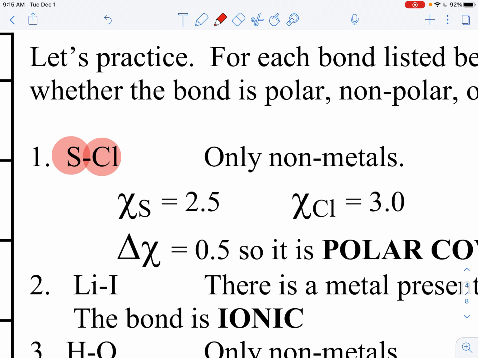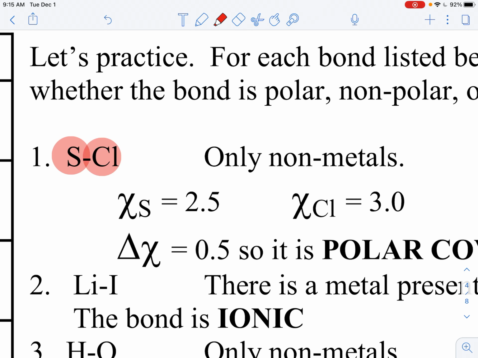Let's try the next one. The next one is lithium and iodine. Here's lithium and here's iodine. As soon as we look up lithium, we discover that lithium is over here on the metals side of things. None of the numbers matter at this point. As soon as you see that this guy is a metal, you're done. This one is ionic. You don't have to do any math. This doesn't follow covalent rules, it follows ionic rules. So, moving on to the next one. I don't have to do anything with numbers on this one because that guy is a metal.